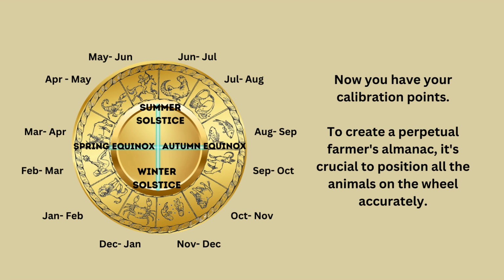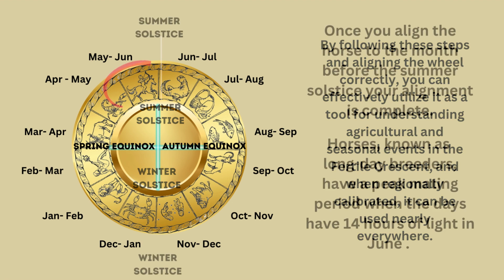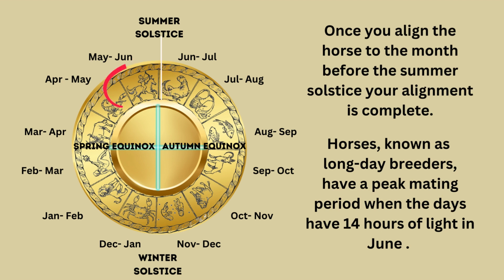To create a perpetual farmer's almanac, it's crucial to position all the animals on the wheel accurately. By following these steps and aligning the wheel correctly, you can effectively utilize it as a tool for understanding agricultural and seasonal events in the Fertile Crescent. And when regionally calibrated, it can be used nearly everywhere. Once you align the horse to the month before the summer solstice, your alignment is complete.